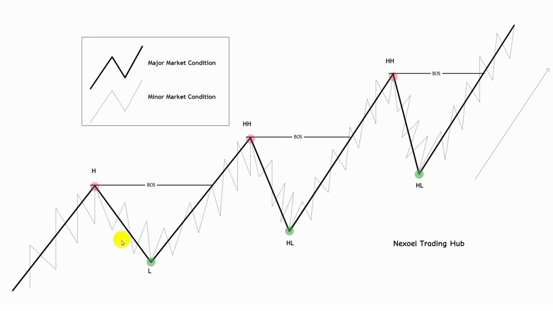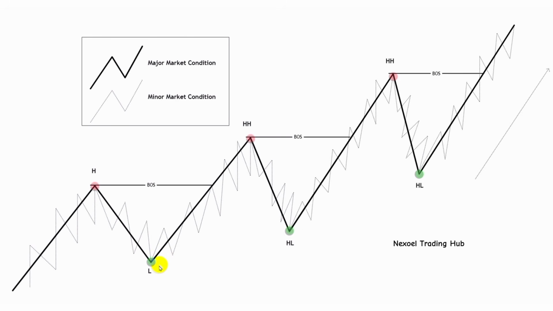Within the impulsive leg move, we have the minor market structure. Also within the corrective leg move, we have a minor market structure. So we have an overall bullish directional bias, but within that bullish directional bias, we also have bearish market bias. The bearish market bias in our established directional bias in the higher time frame is actually the minor market condition. It is not saying that the overall bias of the market is now bearish.